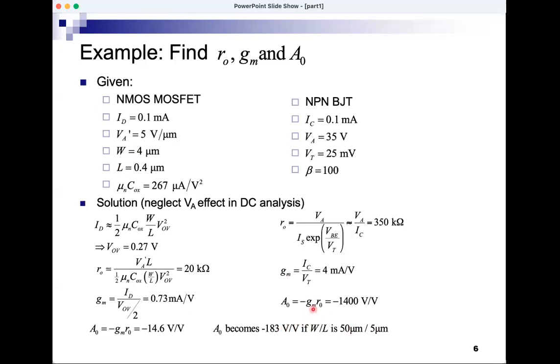So if I am after just large gain and I have the option of choosing MOSFET or BJT, then the BJT looks very good. But of course, there are other things to consider, and the MOSFET is also a very competitive device in analog and digital electronics, of course.